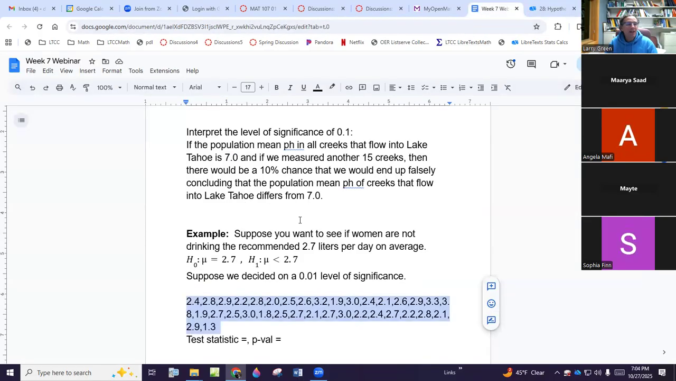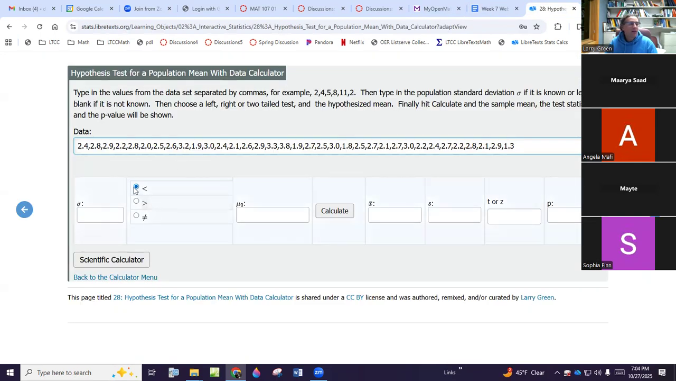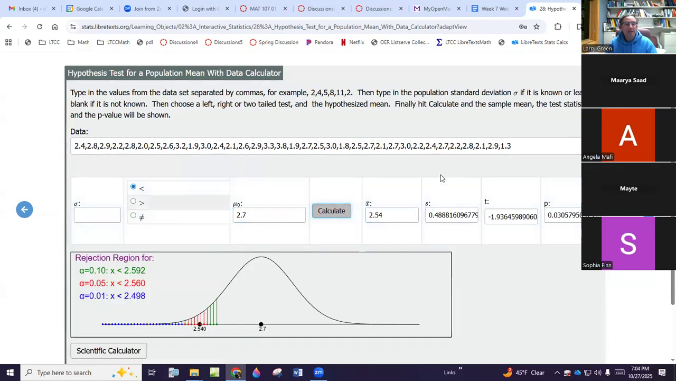And then our H1 was mu is less than 2.7. So we click on less than. Our mu naught was 2.7. Any questions on that? And hit calculate. Okay, and there we go.